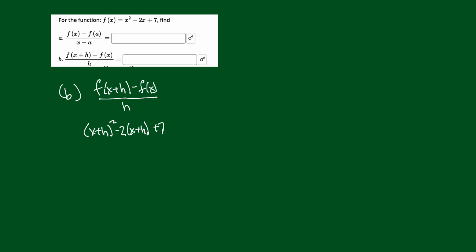Then I get the minus sign, right? So I get a minus. There's the minus. F of x itself, minus f of x. Well, f of x has 3 terms, so I need parentheses to capture all of it. X squared minus 2x plus 7 all over h. So look what we have. Here is that f of x plus h minus, there's the minus, f of x itself, all over h.